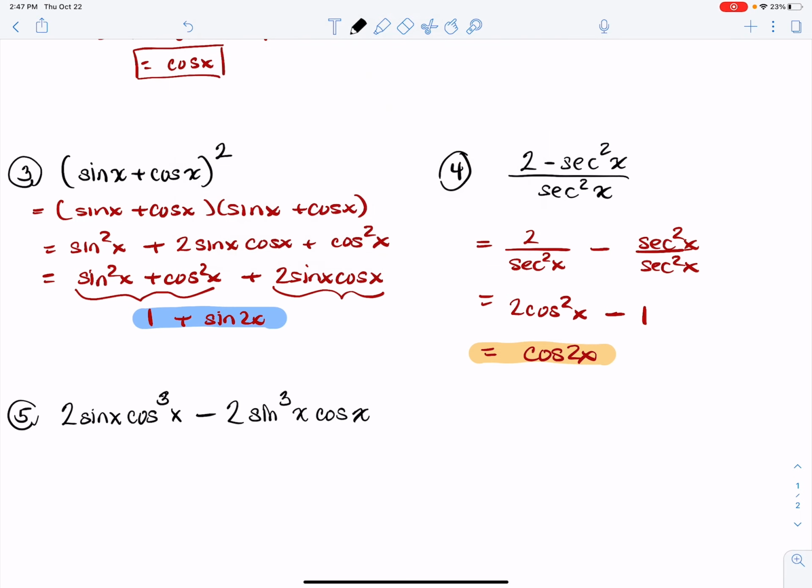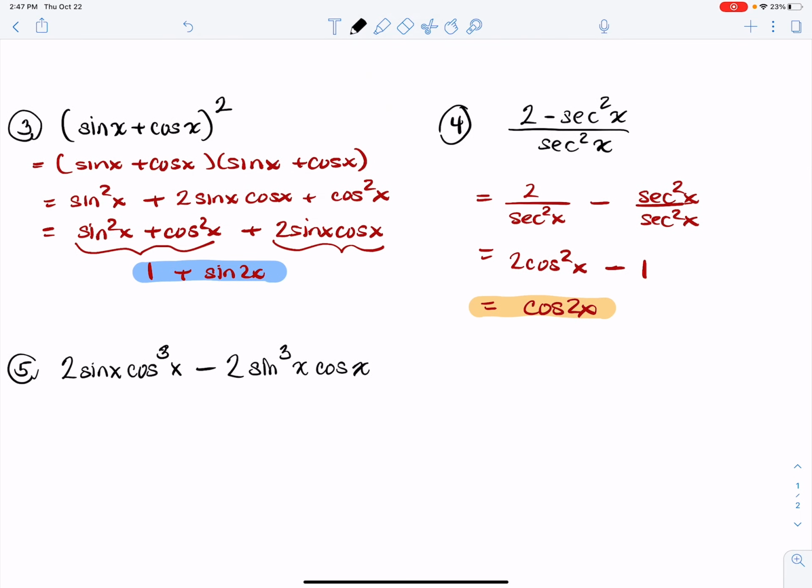Last, but certainly not least, is number 5 here. Now, I have 2 terms that have common factors. So one of the strategies that you might remember is to factor if possible. So I'm going to factor out a 2 sine x cosine x, because that seems to be the common factor between the 2 terms. And let's see what happens when we factor that out. So I'm going to remove the 2 and the sine x, and I remove one of the 3 factors of cosine x. That's a cosine squared x. And from the right-hand side, it looks like I'm left with a minus sine squared x. Well, that looks simplified, doesn't it?